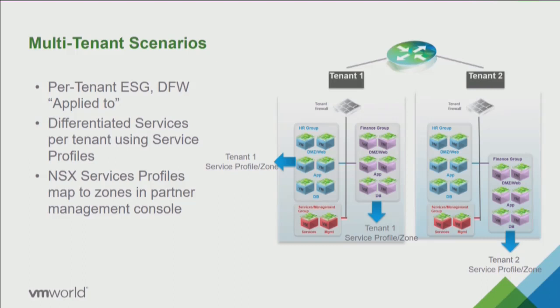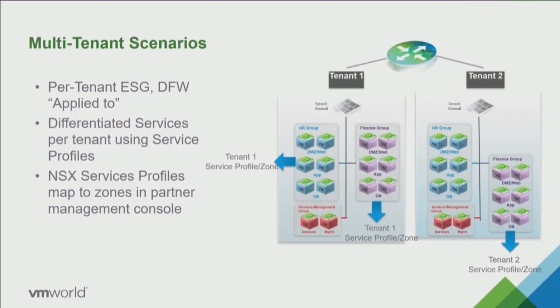And then you have the same grouping for tenant 2. But they are all on common infrastructure. Remember, it's the same 64 host cluster that you're sharing between these two tenants to run these application workloads.